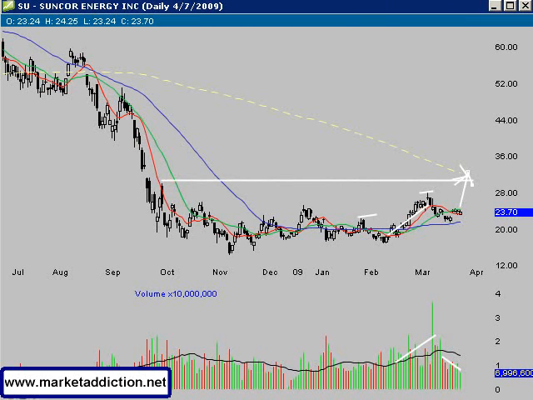I like to have both long and short setups on my list to make sure I'm ready for all scenarios, because you never know which way it's going to go.